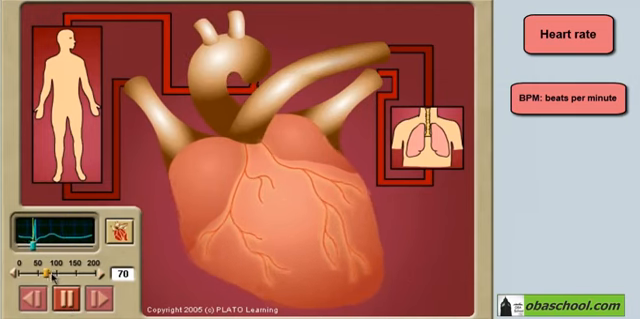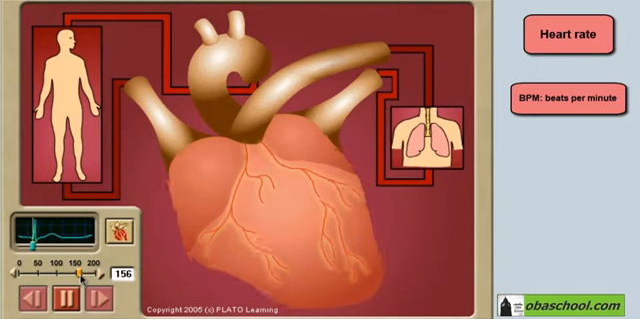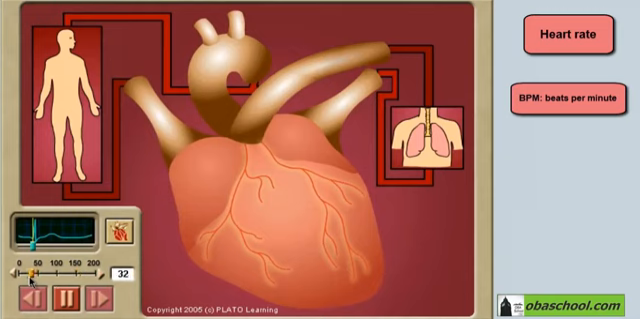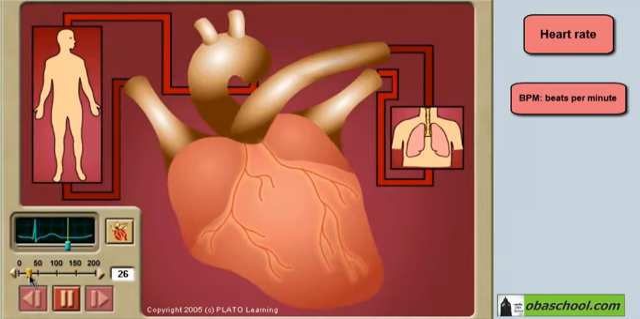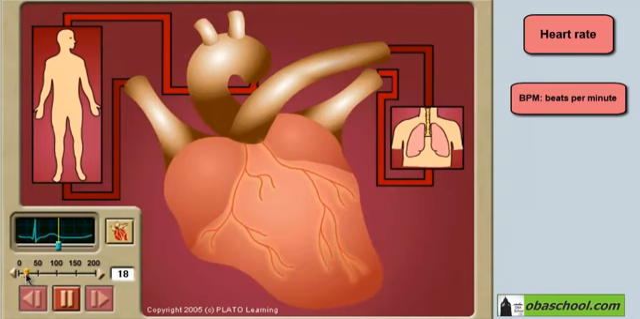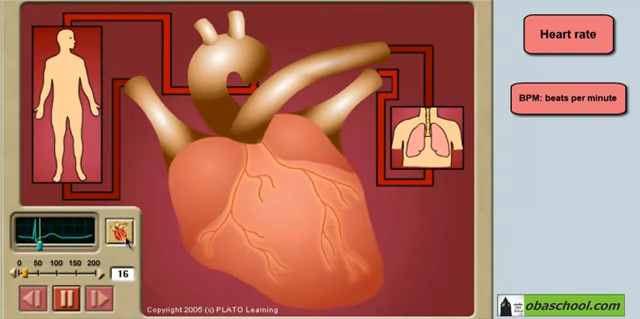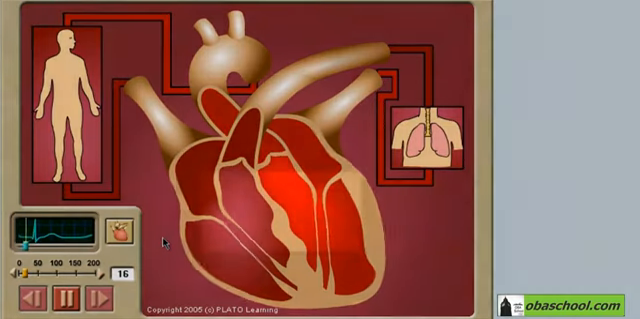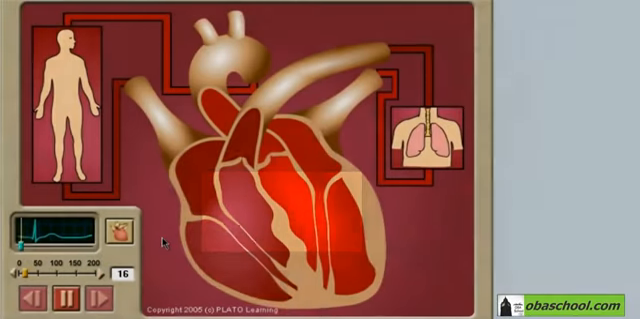We can increase the rate. Here's the heart at 156 BPM. You can notice that it's beating obviously faster. We can decrease it. This is a heart at 26 BPM. It's obviously beating slower. So let's keep the heart at a slow enough rate in order to be able to observe what's happening inside. This moving light represents blood that is moving in the heart while the heart is beating.